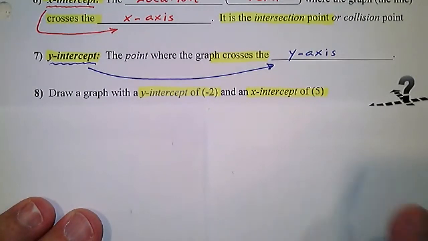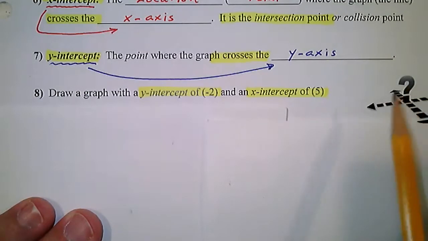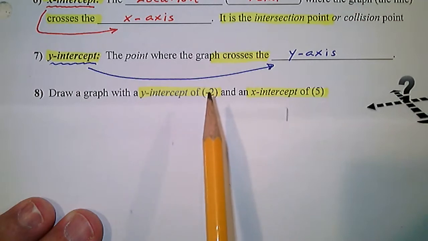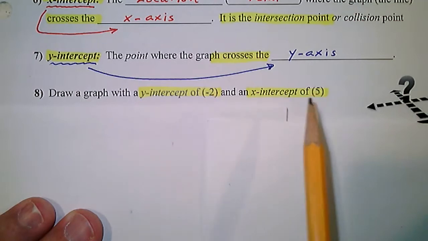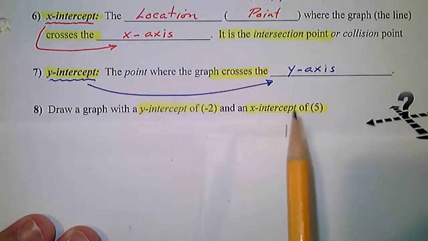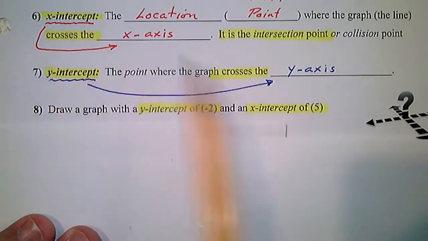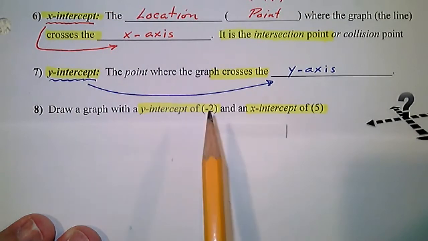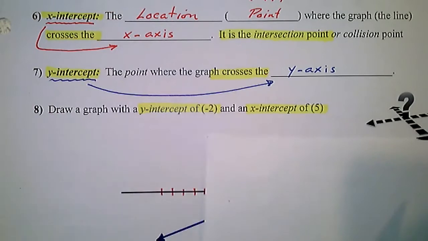If you know those, we're looking for that intersection point. So here, draw a graph with a y-intercept of -2 and an x-intercept of 5. Okay, so we know it's going to cross the x-axis, right? The x-intercept's crossing the x-axis at 5 and the y-axis at -2. So let's go and do that.